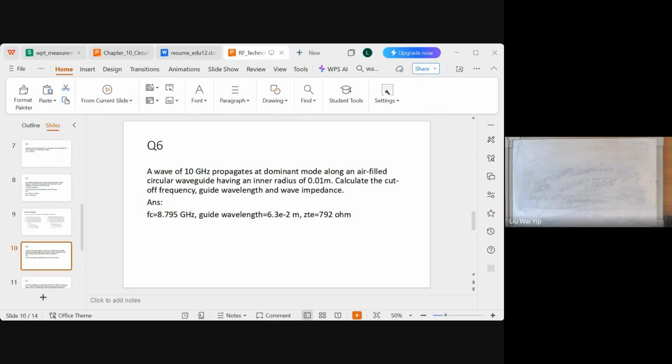Hello everyone. In this video, I'm going to walk you through question 6, part 2 of our RF homework exercise. The question is related to the circular waveguide. Before going forward, I'm going to give you a little bit of background information, and I might need to add another video to go through the lectures on circular waveguide.